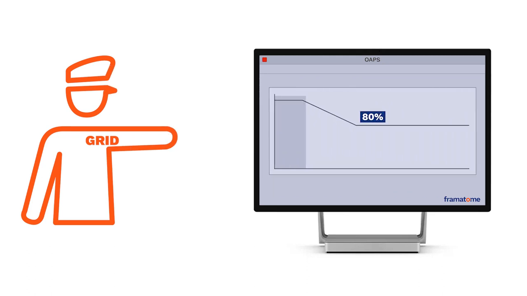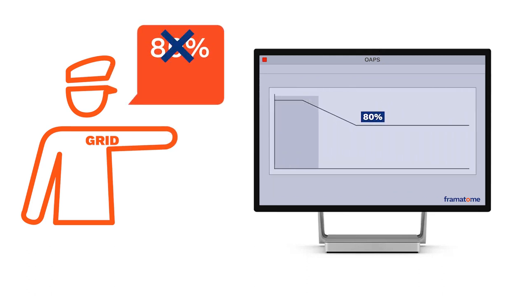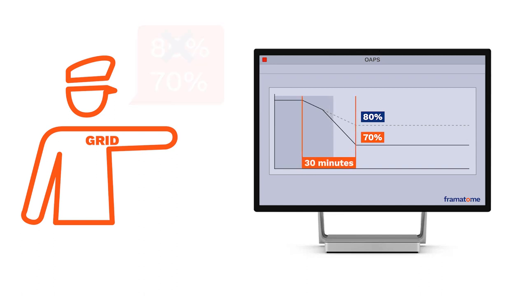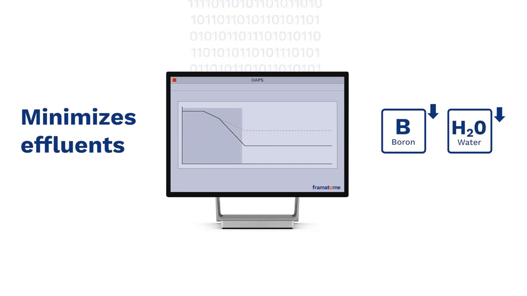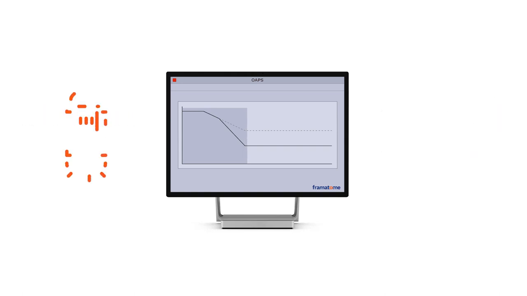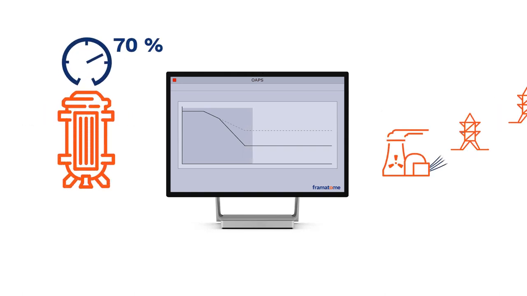Suddenly, the grid authority requests an unexpected reduction down to 70% in 30 minutes, instead of 80%. The software recomputes all the previous recommendations very accurately. It could even suggest how to minimize effluents. The reactor reaches the desired output, all the while remaining in a stable condition within the operating domain.